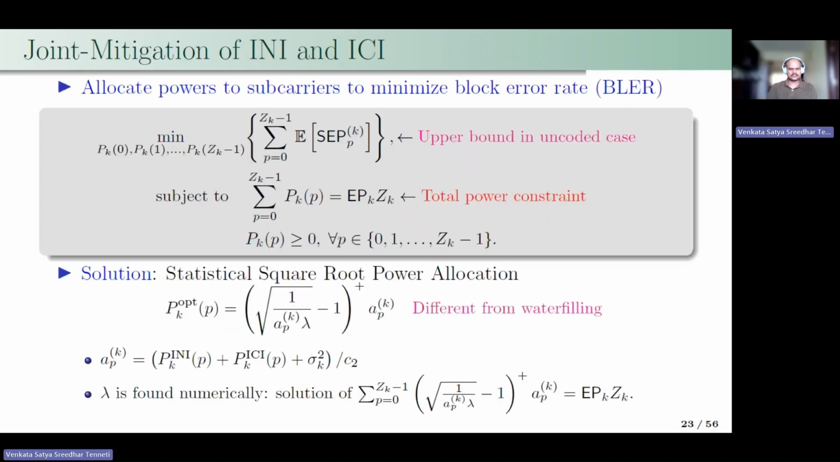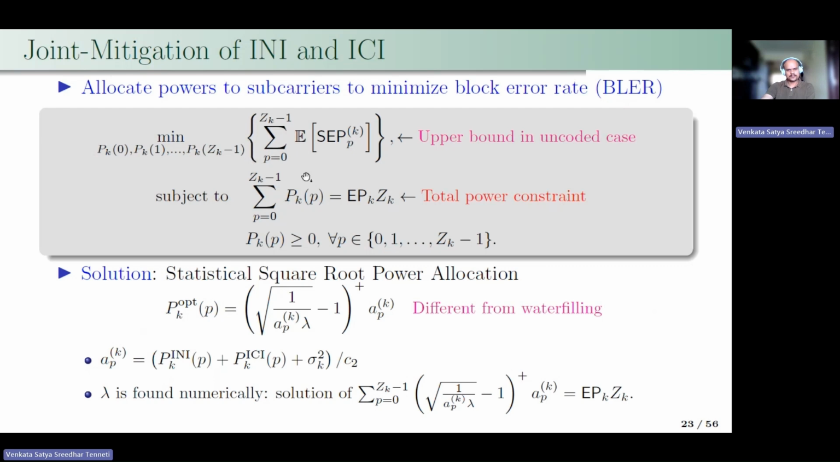So now that we have quantified the ICI and INI powers at both the users as a function of the subcarrier index, and we have seen that the INI and ICI powers are different for different subcarriers, we'll exploit this fact to mitigate INI and ICI jointly. Our goal is to allocate powers to subcarriers to minimize the block error rate. So we'll frame an optimization problem.